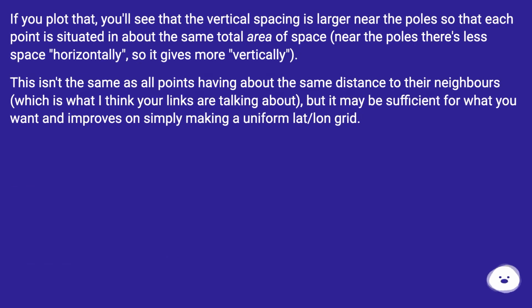If you plot that, you'll see that the vertical spacing is larger near the poles, so that each point is situated in about the same total area of space. Near the poles there's less space horizontally, so it gives more vertically. This isn't the same as all points having about the same distance to their neighbors, which is what I think your links are talking about, but it may be sufficient for what you want and improves on simply making a uniform lat/long grid.